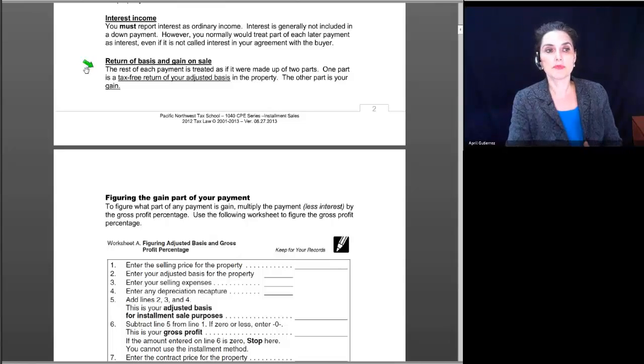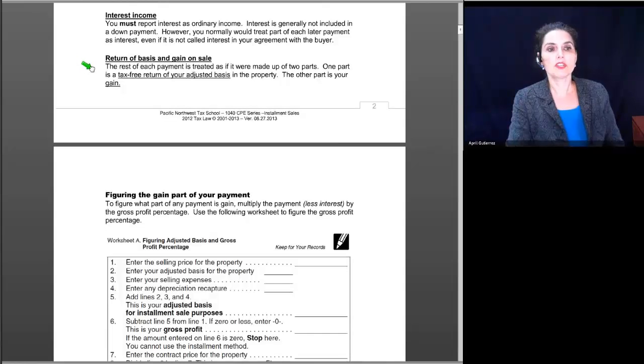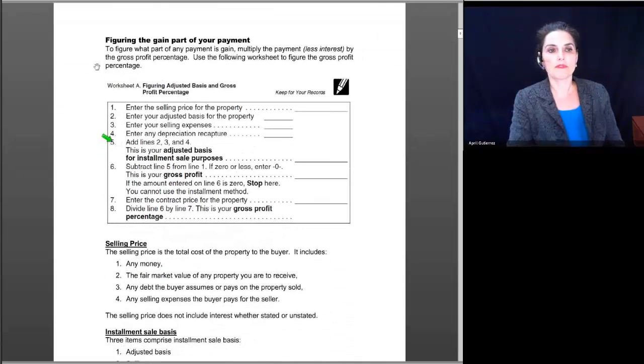And of the part that is principal, part is going to be for basis and part is going to be for the gain on the sale. So the rest of each payment is treated as if it was made of 2 parts. One part is a tax-free return of your adjusted basis, and the other part is your gain, presumably your capital gain. How to figure the gain on the part of your payment.